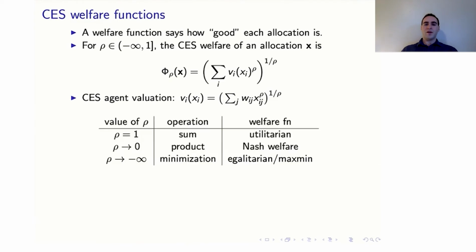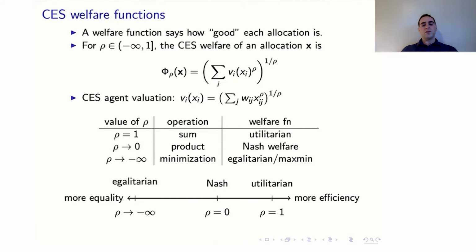This is another place where in in-person talks, I would ask the audience to chime in here, but basically this is a table that shows for different values of rho, we're able to recover some very common welfare functions. So when rho equals 1, CES welfare just becomes a sum of utilities, and this recovers the standard utilitarian welfare function. If we take the limit as rho goes to 0, it becomes a product of utilities, and we get Nash welfare. As rho goes to -infinity, it becomes a minimization, and we get egalitarian or maximin welfare.